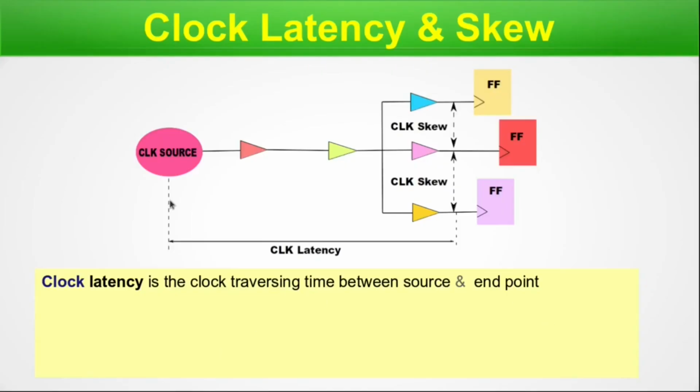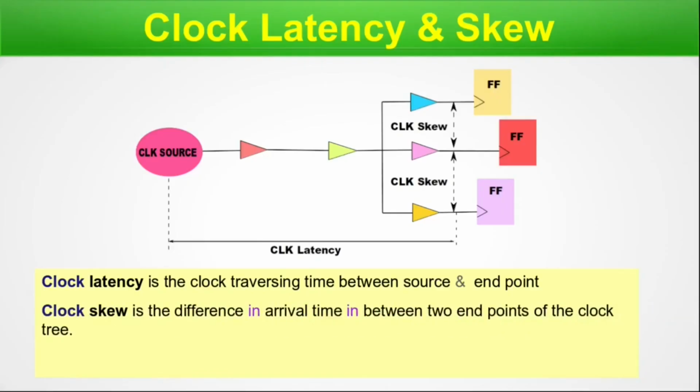Now, if you see in this picture, here the clock starts and it reaches through the different branches to different flip-flops, and our clock latency is measured from the clock till the same point of each of these branches. So this is the clock latency. This is basically the time that the clock takes to traverse from its source point to any of the branches.